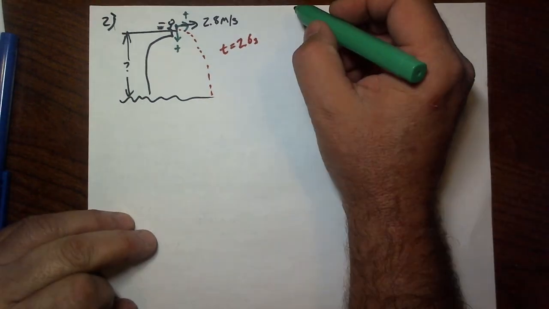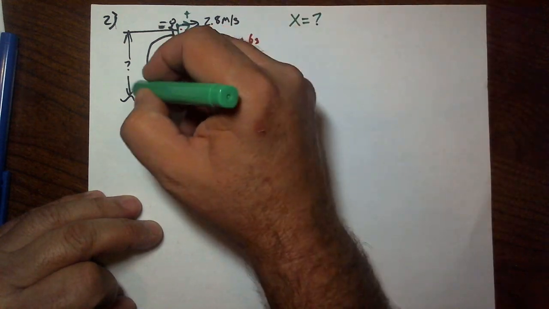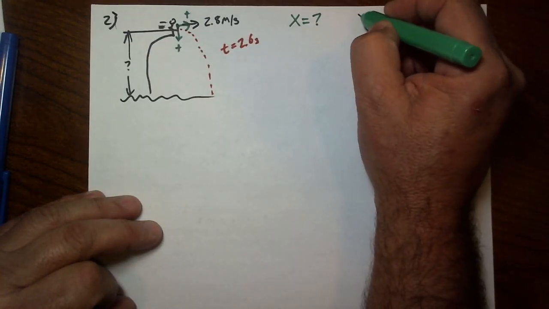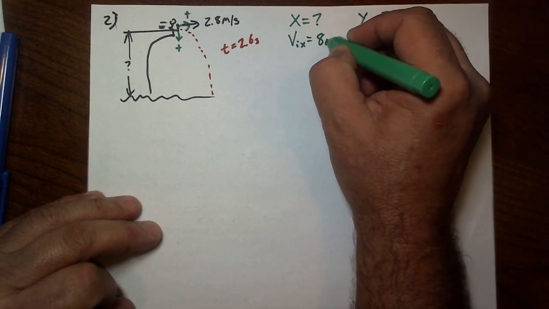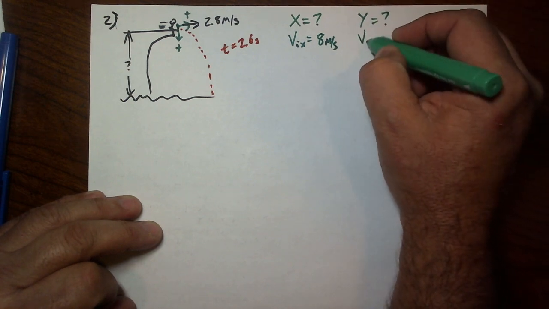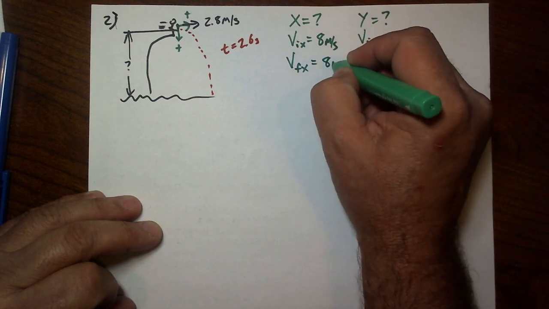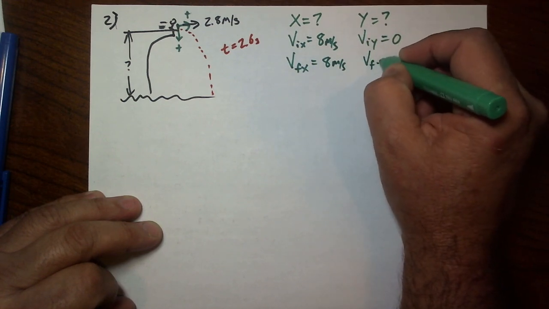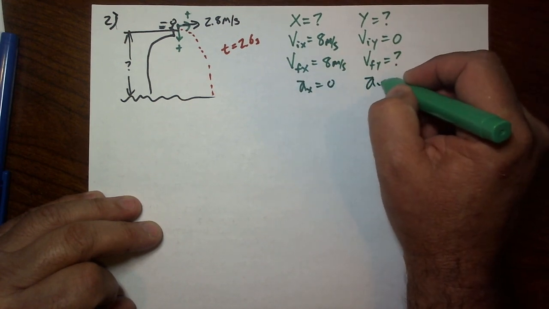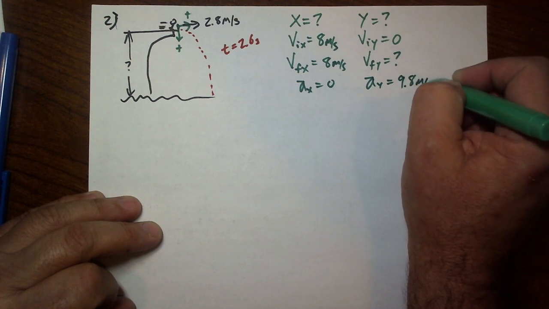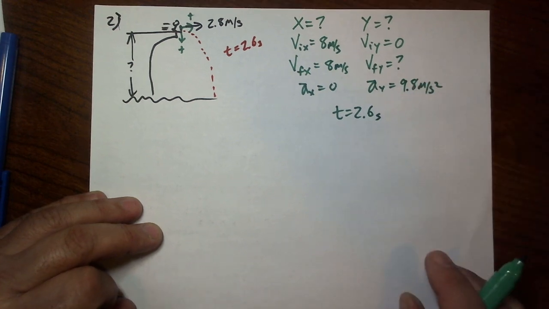And now let's make the list of knowns and unknowns. Do we know where she's going to be? No, we don't, in the horizontal direction. And do we know where she's going to be in the vertical direction? No. Do we know her initial x velocity? Yes, 8 meters per second. Do we know her initial velocity in y? Yes, 0 meters per second. Her final velocity in x is also 8 meters per second. Her final velocity in y is not known to us. The acceleration in x is 0. Acceleration in y is 9.8. And the time is 2.6 seconds.